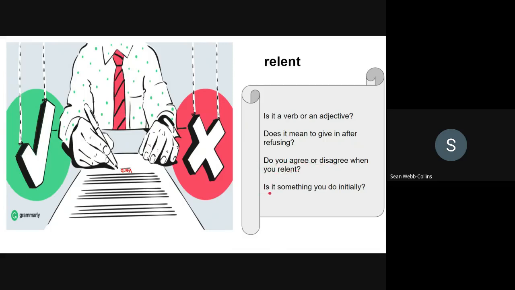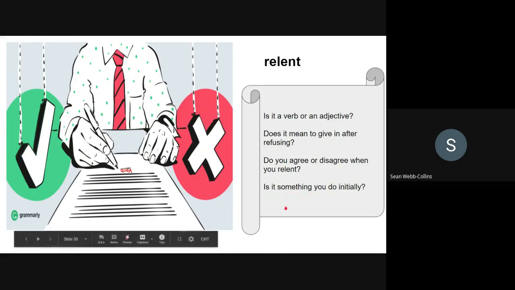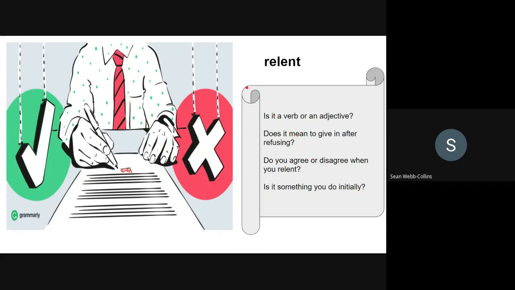And lastly, is it something you do initially? No, it's not, because initially, at first, you refuse to do something, but later on, you relent and give in. It's something that you struggle with and then relent and give in and do the action.